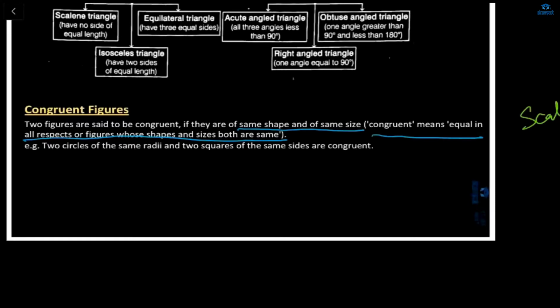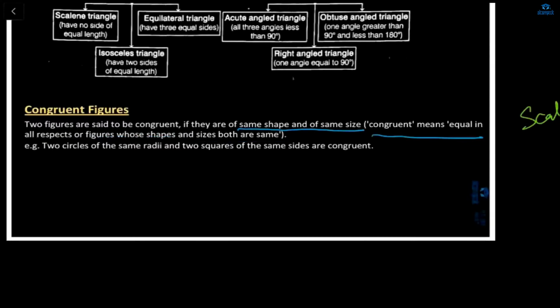In similarity, size doesn't matter. The figures should be the same shape. If one is scalene, the other should also be scalene. But one can be a smaller triangle and the other can be a bigger triangle. But in congruency, the size also matters, because congruency means in all respects. I will erase this.